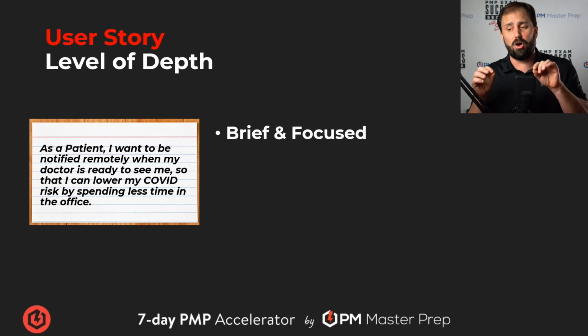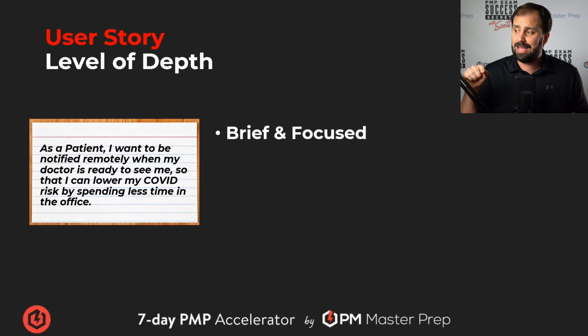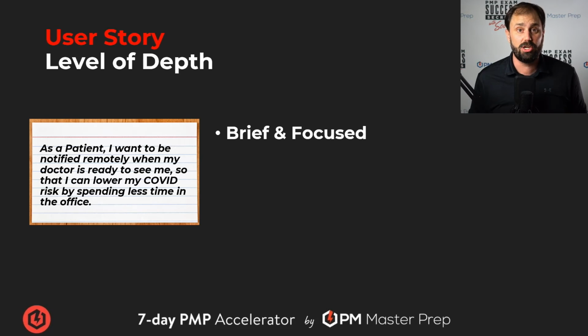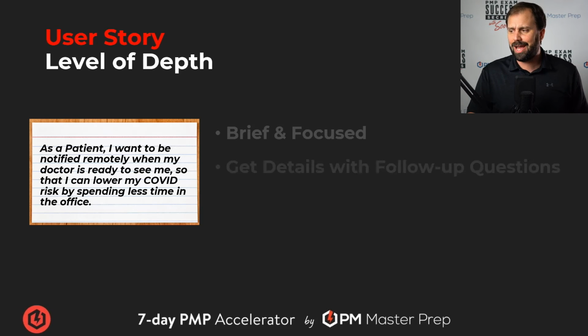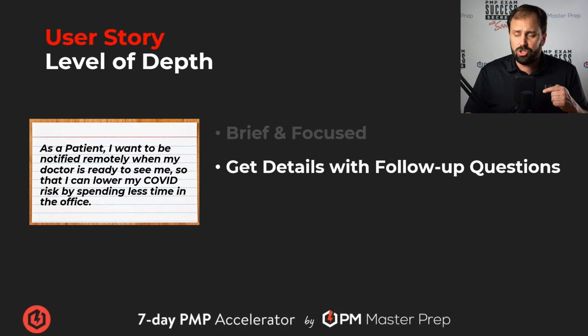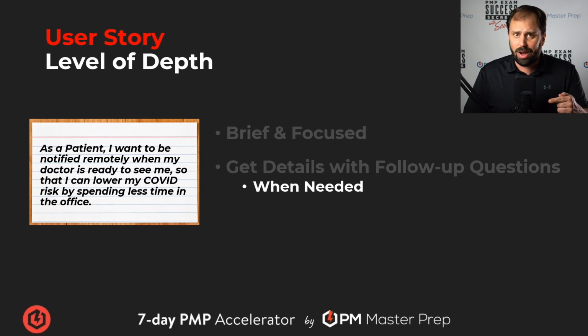Well, in reality, when they start off, we don't do that. They are brief and focused. We're going to follow the actual technique and the layout that we have here. We're going to put a high-level brief and focused description of what we want as far as the feature goes in value terms. Now, when do we go details? We get details with follow-on questions, all right? And we only do that when needed, right? And when do we need it? When those cards bubble up to the top of the product backlog.